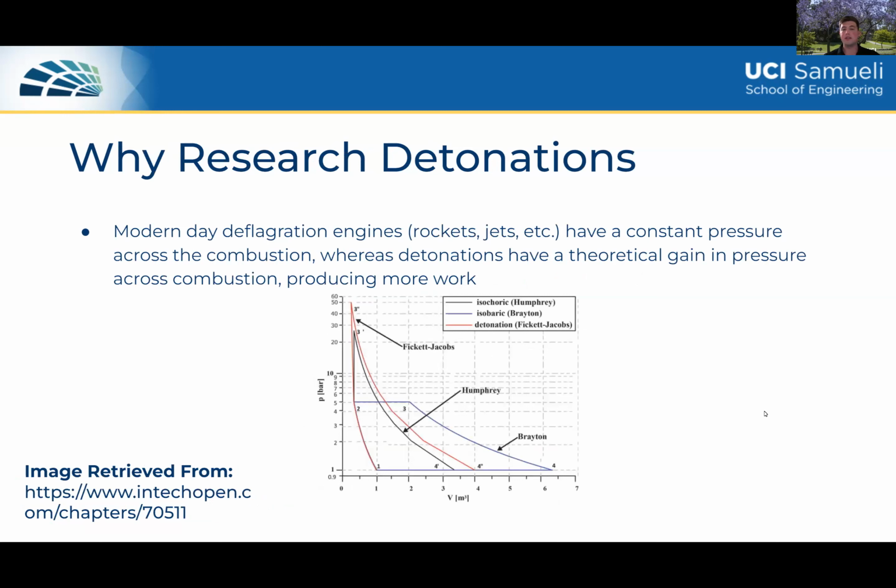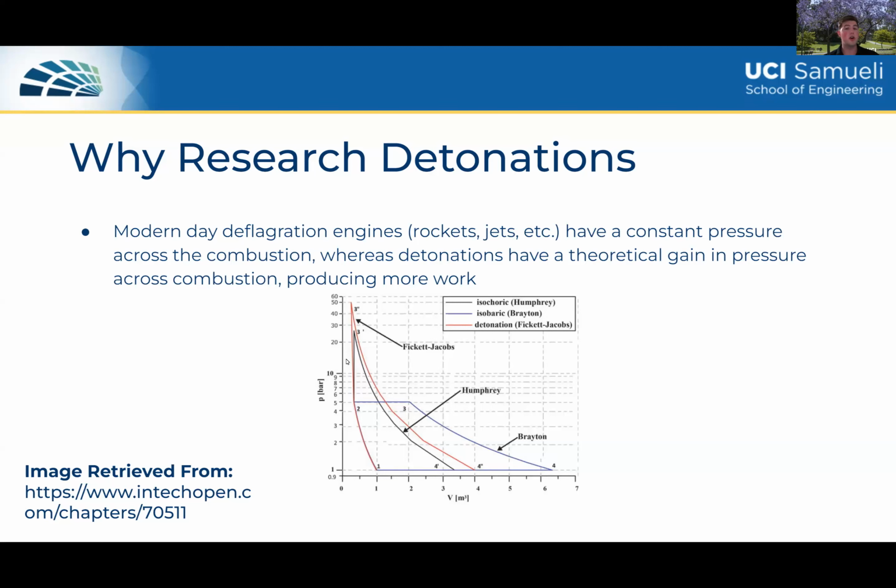Now, if those scientists were doing work on detonation in the 1940s, what is there to gain from detonation research now? Essentially, as we try to make air and space travel cleaner and more affordable, we need more efficient engines. We're approaching a limit to what current engines can do. Here's a quick example. Looking at this graph, in blue we have the thermodynamic cycle of a traditional deflagration engine, in which there's constant pressure across its combustion. However, with detonations, there's a gain in pressure.